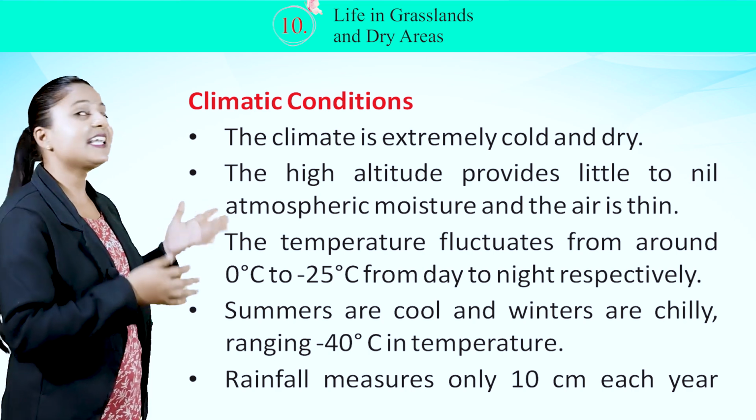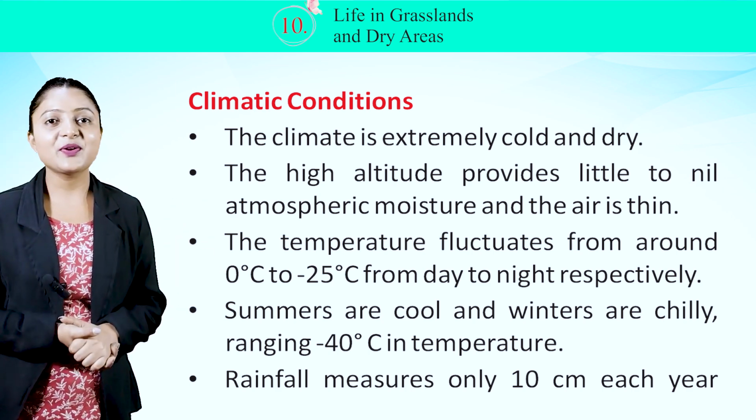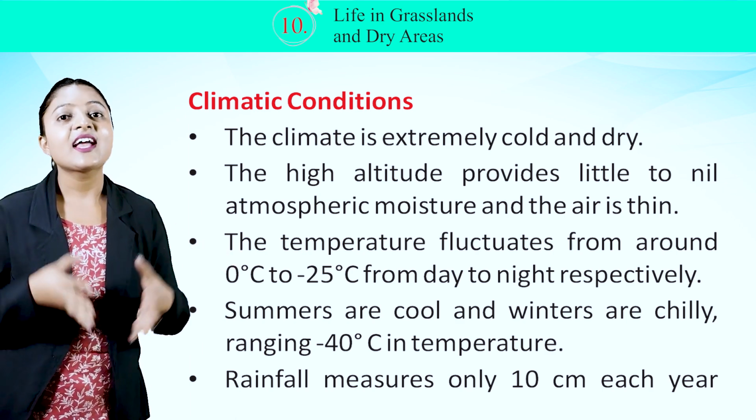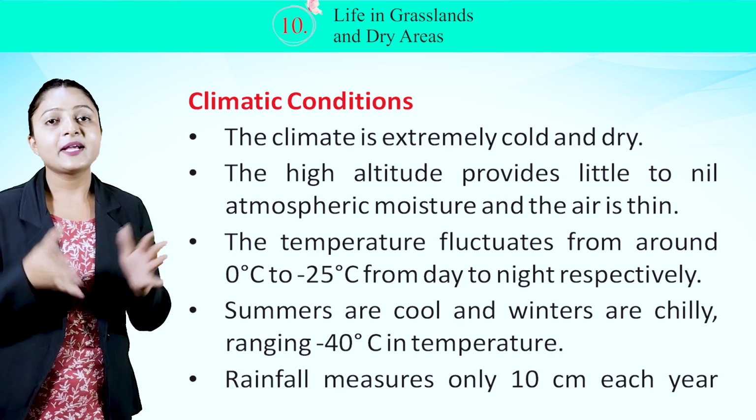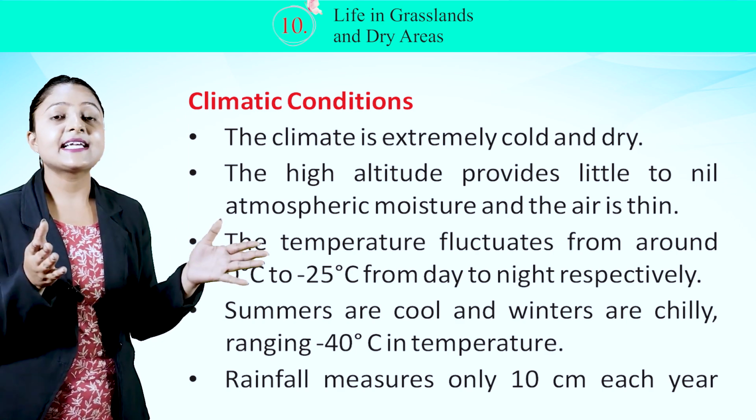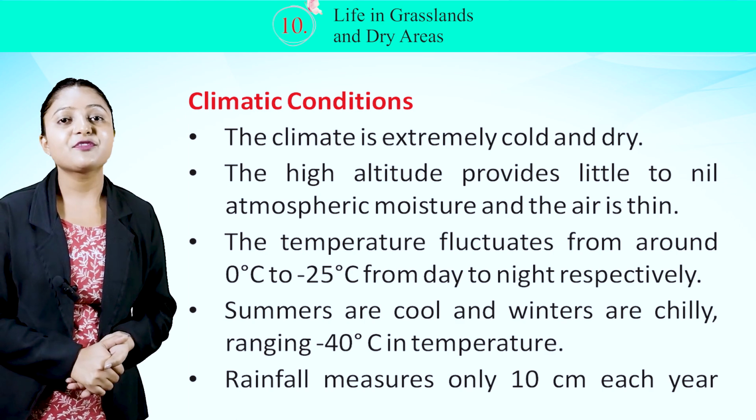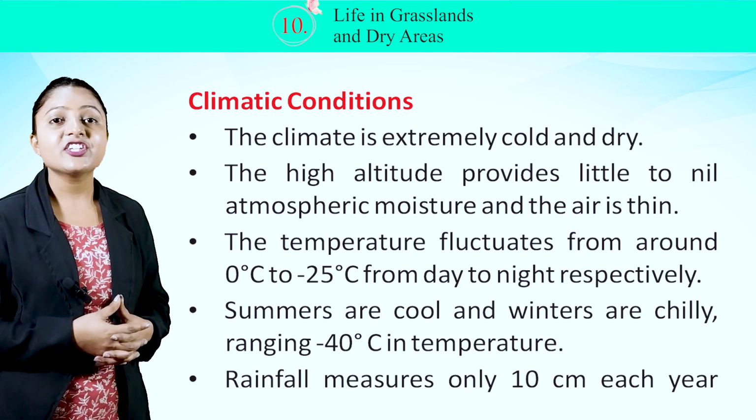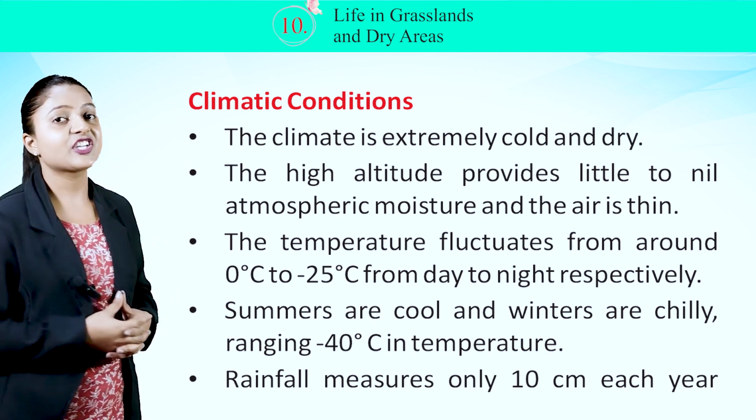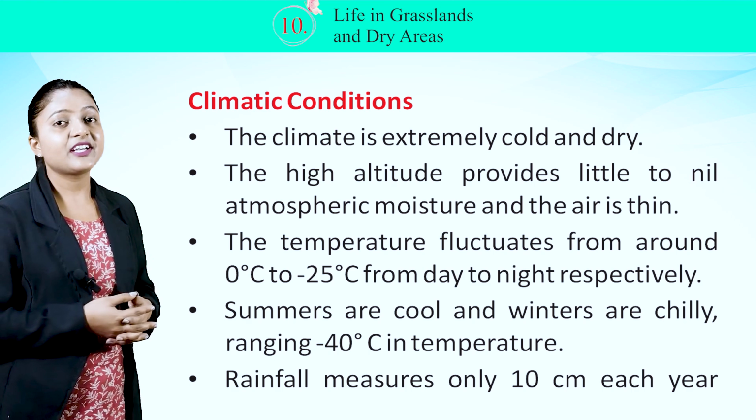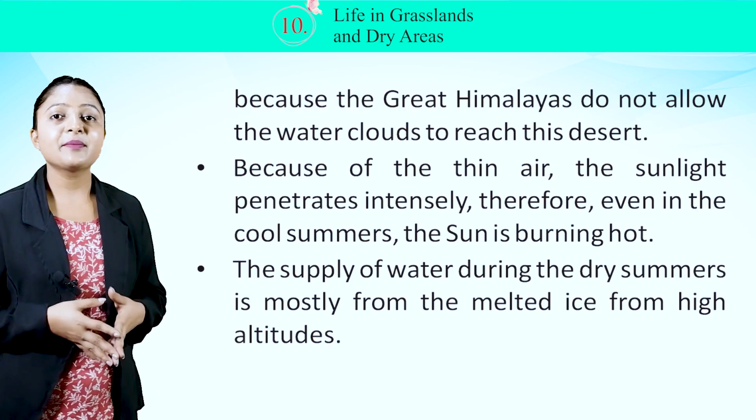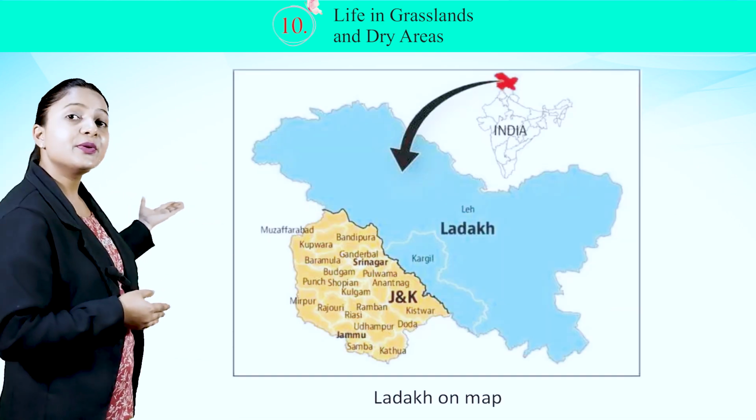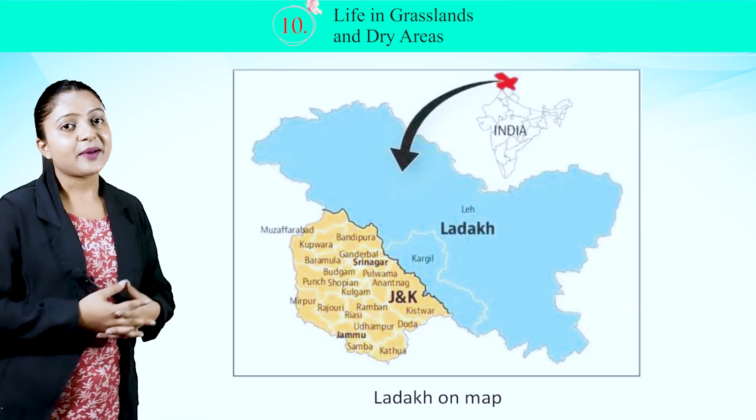Climatic conditions. The climate is extremely cold and dry. The high altitude provides little to nil atmospheric moisture and the air is thin. The temperature fluctuates from around 0 degrees Celsius to minus 25 degrees Celsius from day to night respectively. Summers are cool and winters are chilly, ranging to minus 40 degrees Celsius in temperature. Rainfall measures only 10 centimeter each year because the Great Himalayas do not allow the water clouds to reach this desert. In this image, you can see Ladakh on map.